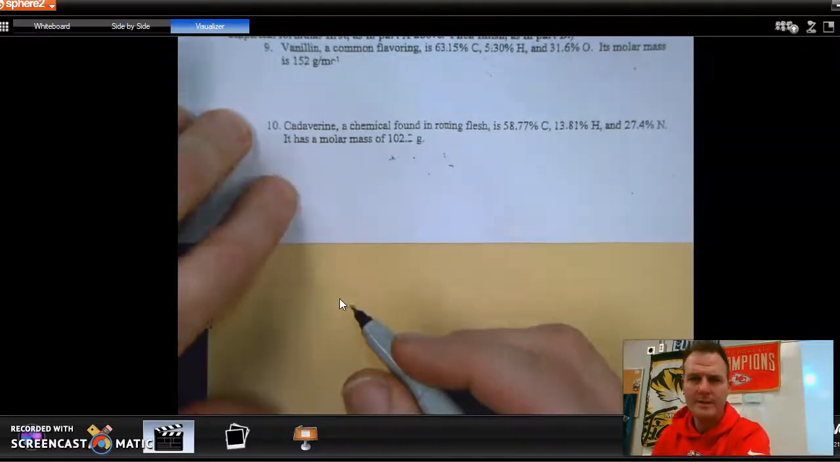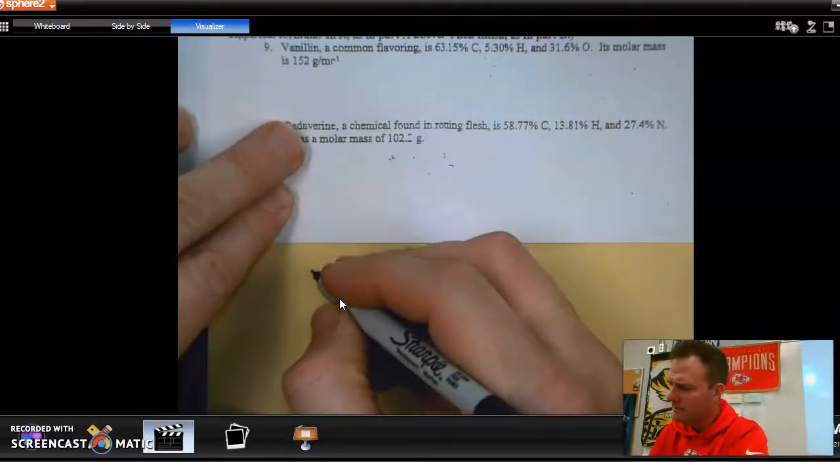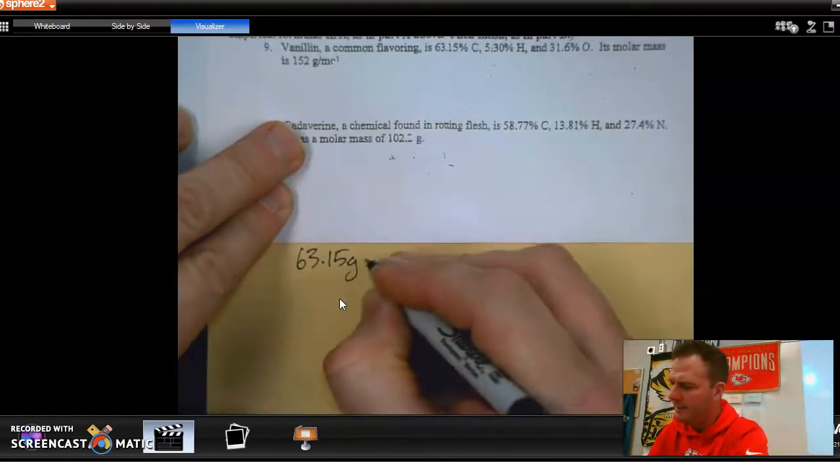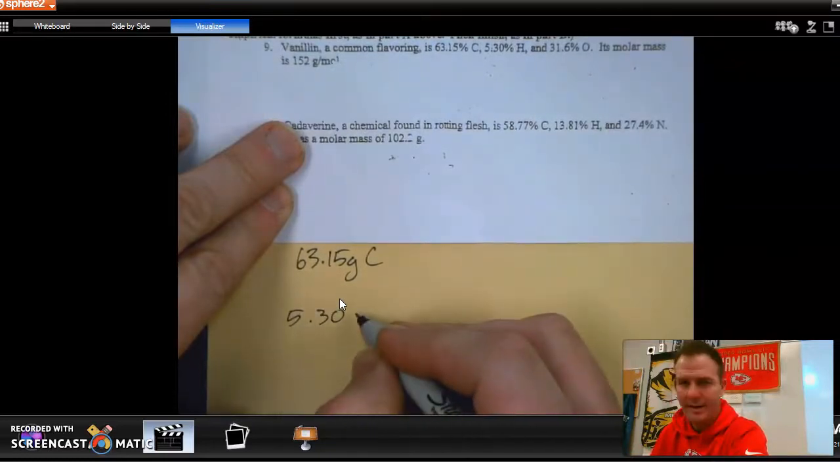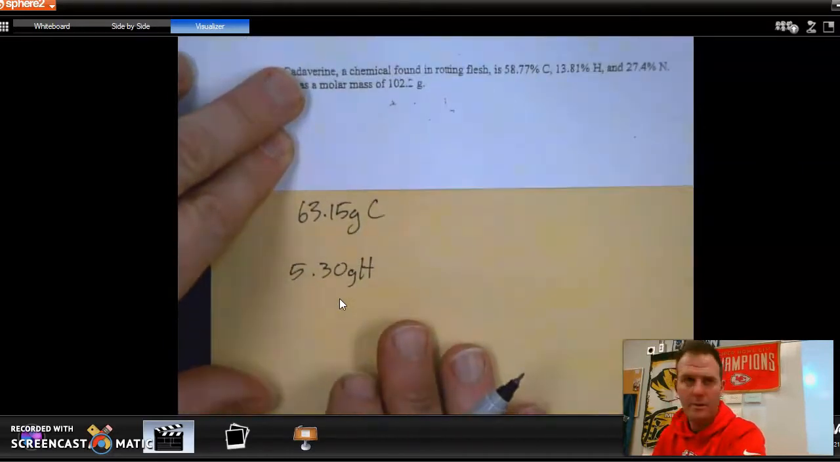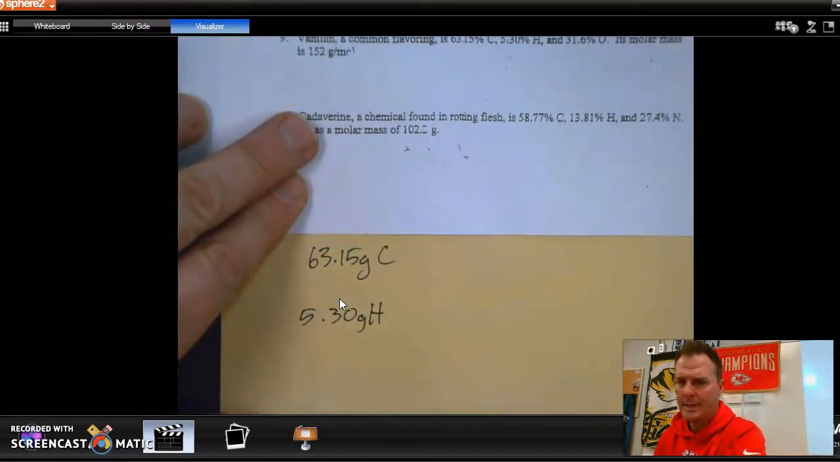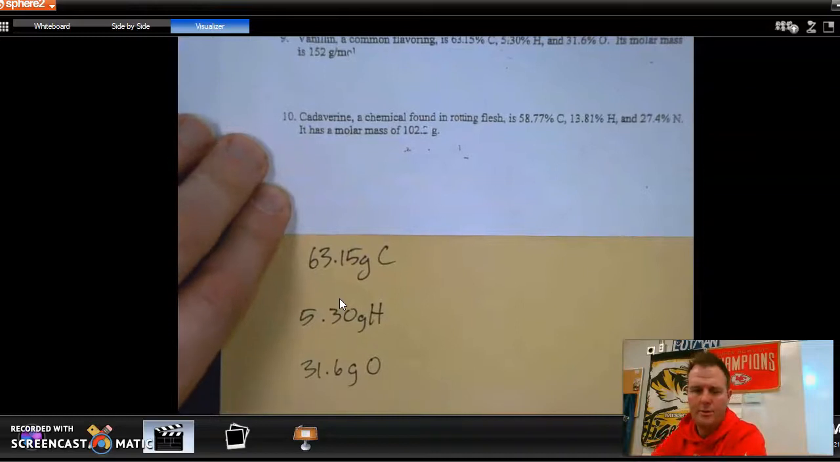Vanillin. You guys like vanilla. Put it in some chocolate chip cookies. Vanillin is a common flavoring. 63.15 grams of carbon, 5.3 grams of hydrogen, and 31.6 grams of oxygen. Now, you guys are going to do the empirical formula first because you have to have an empirical formula.